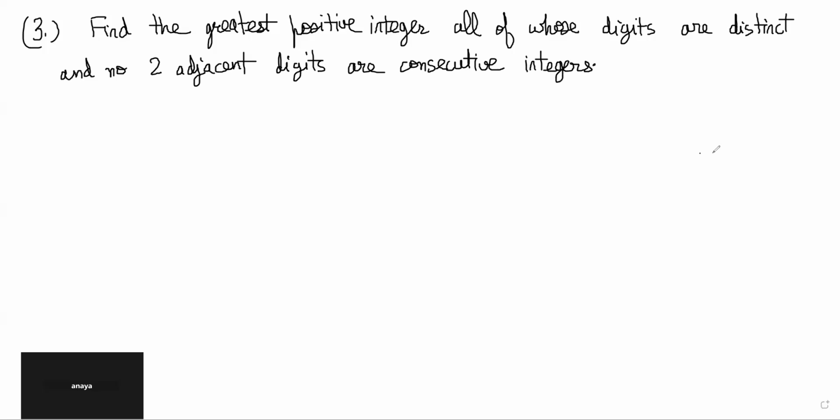So you cannot have a situation like 7, 6, 5, and all. And all the digits must be different, right? It cannot be like this also: 9, 7. You cannot put 8 here now, because that's consecutive. So you have to find the largest positive integer which satisfies these conditions.